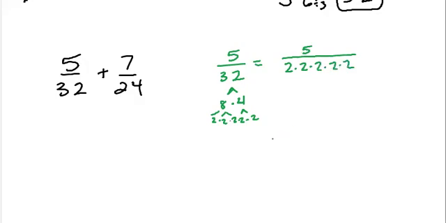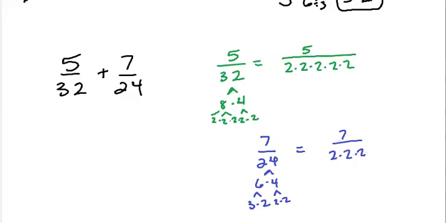Now I'm going to take my fraction 7/24, and I'm going to look at how 24 would factor. 24 is 6 times 4, 6 is 3 times 2, and 4 is 2 times 2. So 2, 2, 2, and 3. Now I'm going to look at which ones are all the same. I have these are the same and these are the same. So if I take what is the same and then what is extra over here and what is extra over here, this multiplied out would be the common multiple between 32 and 24.